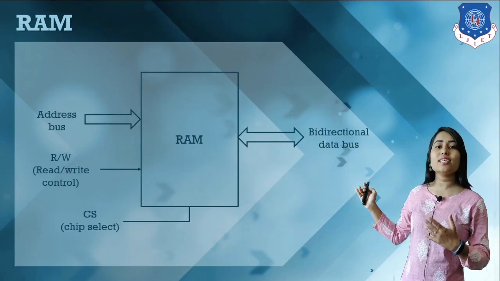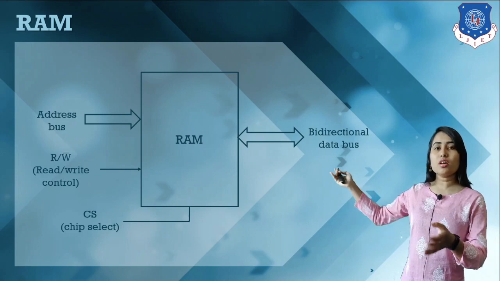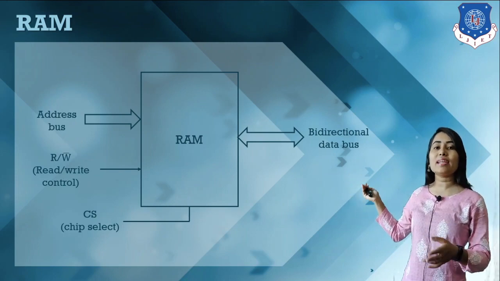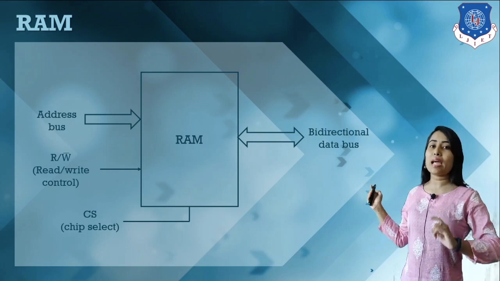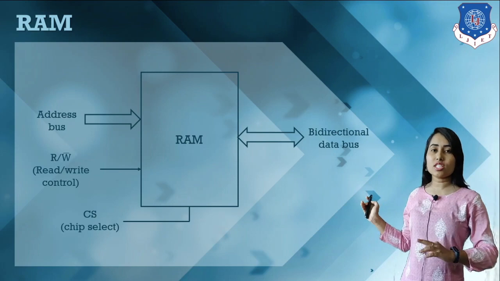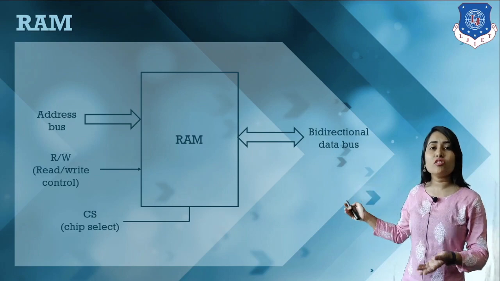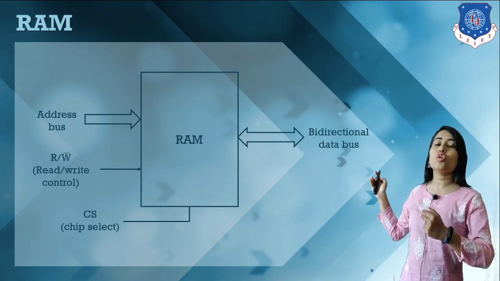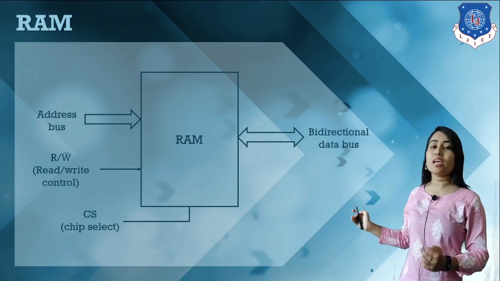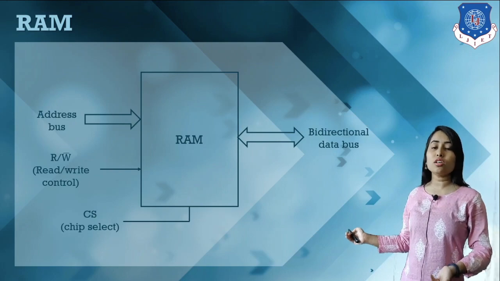Here we have this kind of block diagram for the RAM. Here we have an address bus, that means it provides the address. Here we have a bidirectional data bus, that means we have transfer in both directions. We can retrieve the data from memory or we can store the data in memory, and here we have a read and write control signal.